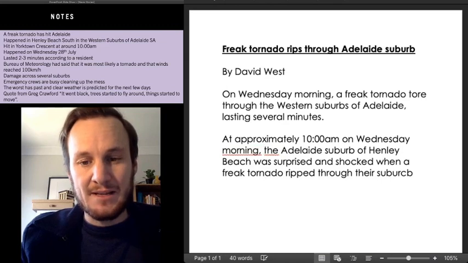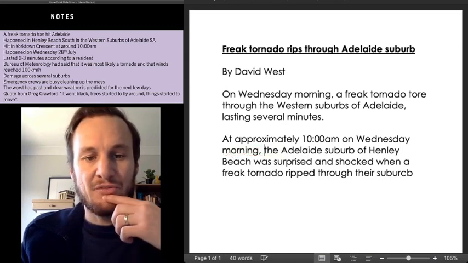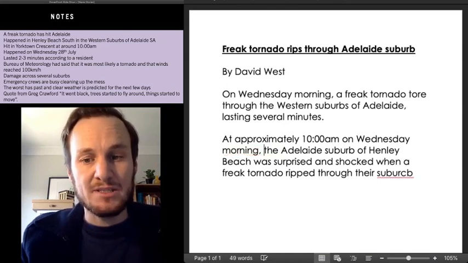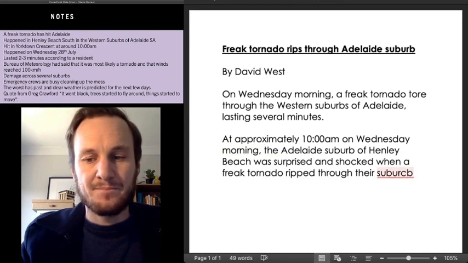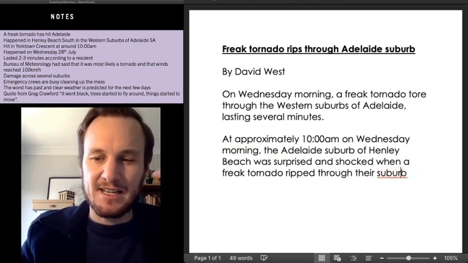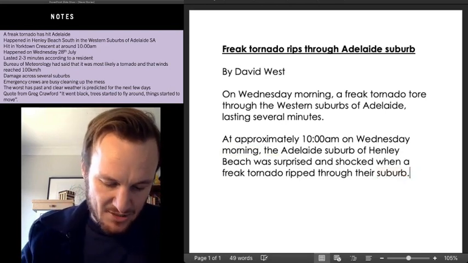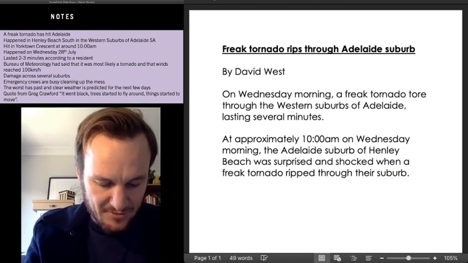a more specific when on Wednesday morning. The Adelaide suburb of, that's a more specific version of where it was, and also how they felt. So it's starting to get to the how part. Now I'm going to get into how long it lasted for.